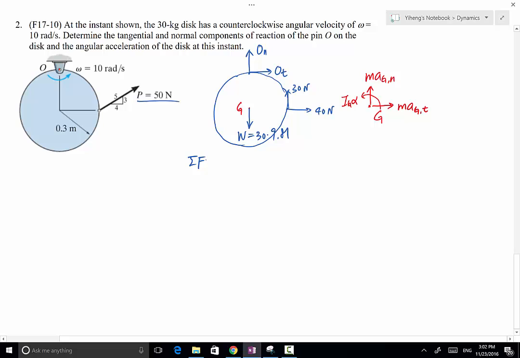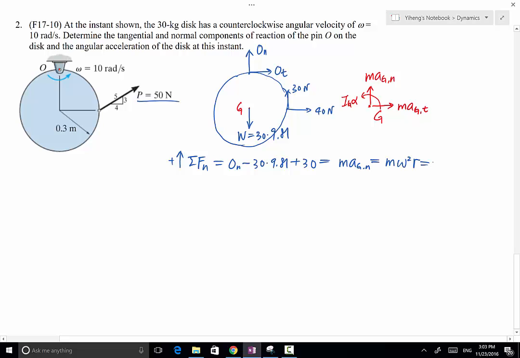So our resultant force along the normal direction, we will have O_N minus the weight 30 times 9.81, and also plus the 30 Newton component force. And on the right hand side, that equals m a_G,n. And because this is a problem involving rotation about a fixed axis, the axis is the one that is perpendicular to this screen and passes through point O. Therefore, we can rewrite this equation into m omega squared r.